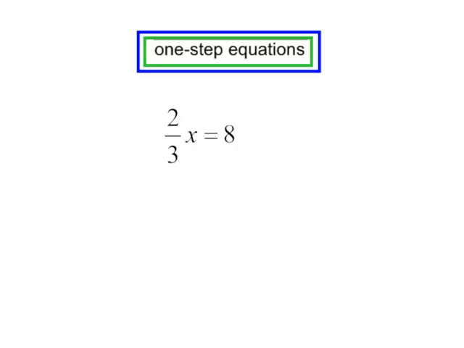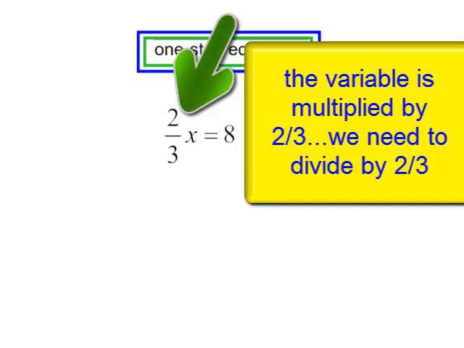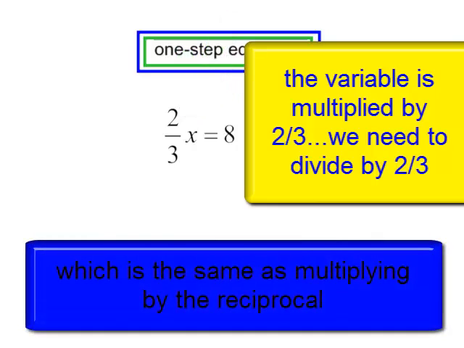We now have the problem 2/3 times x equals 8. We could do this in 2 steps. We could multiply by 3 and then divide by 2. But the best way to work this problem is when I have a variable multiplied by a fraction. There is nothing added or subtracted. It's just a variable multiplied by 2/3.